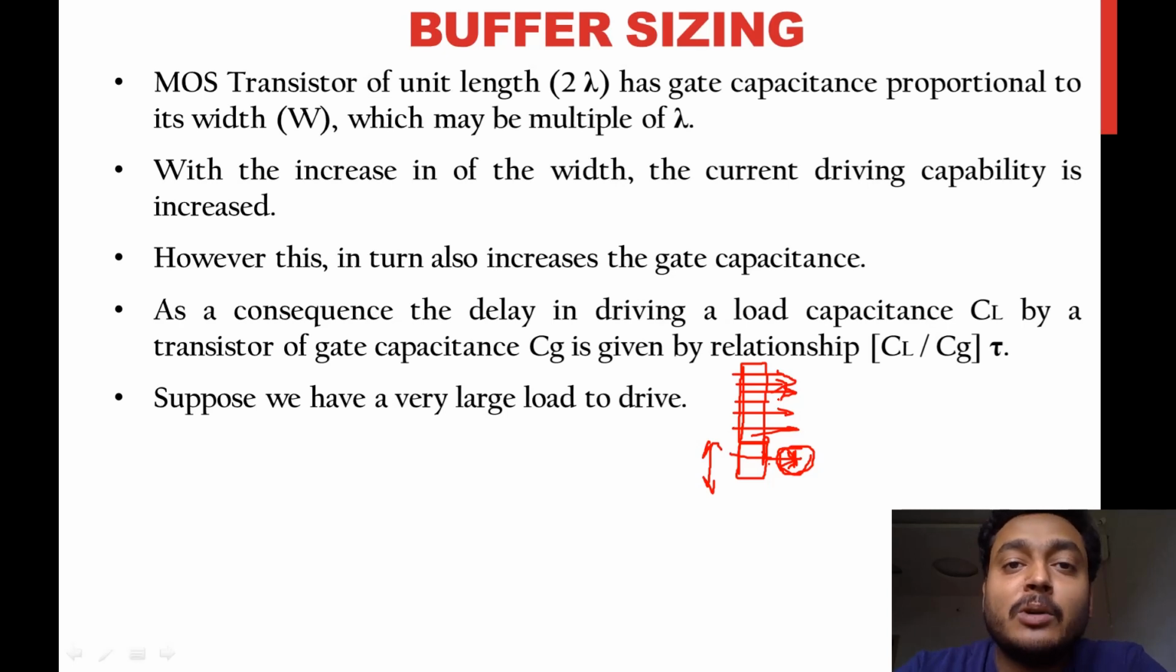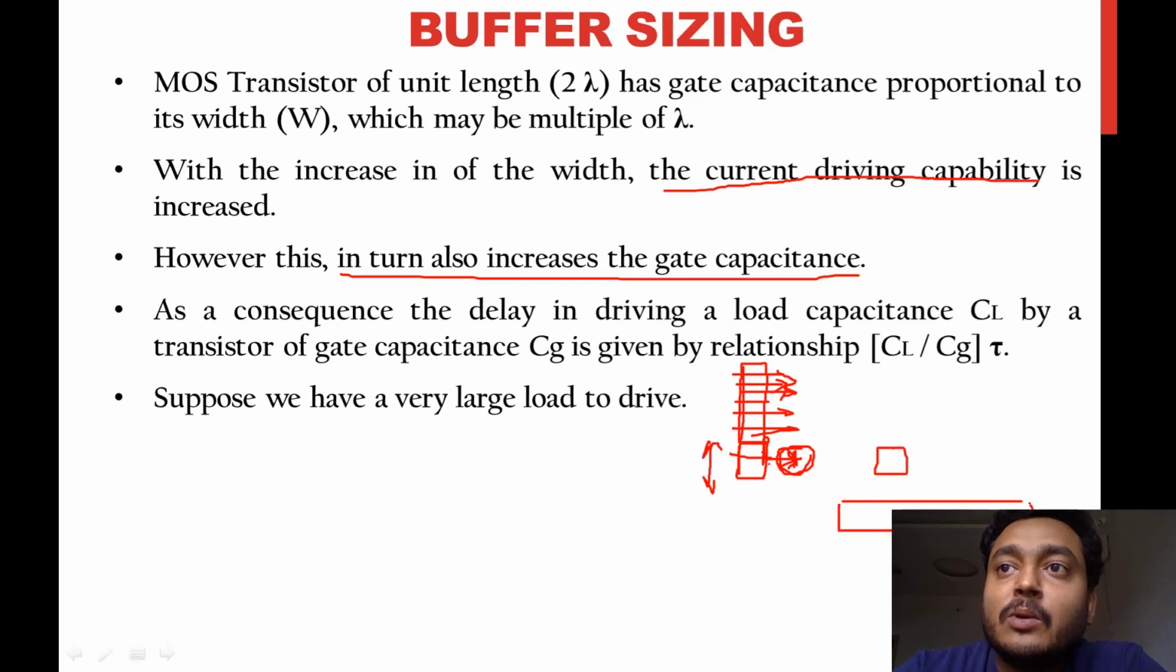We are getting more current, which means the charging capacity will be more and the discharging capability will be more. At the same time, delay will be less. The current is more means the driving capability will increase. And this also in turn increases the gate capacitance. Since I had only this much size earlier, only this much area was providing the gate capacitance. Now that the width is more like this, this entire area is going to contribute to the gate capacitance. So the gate capacitance will increase.